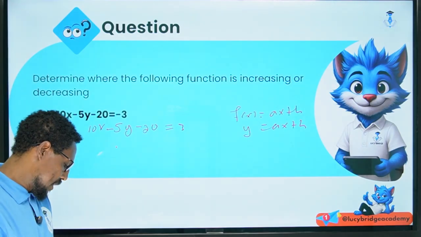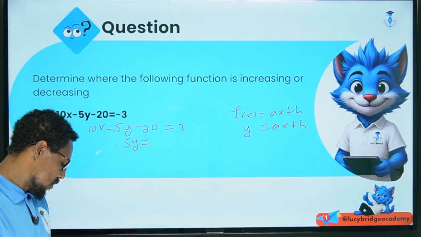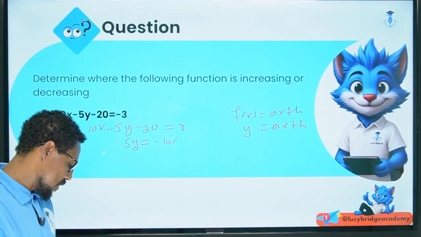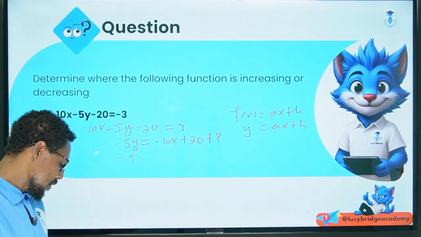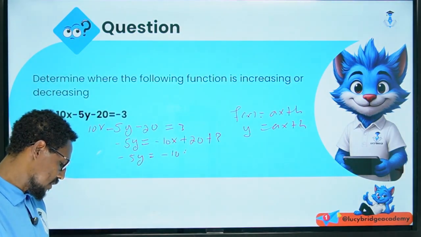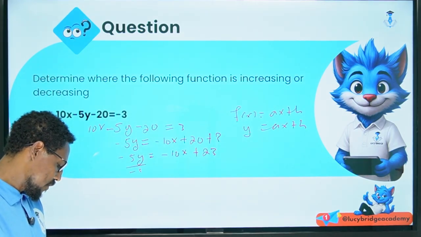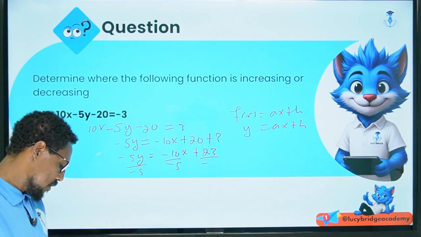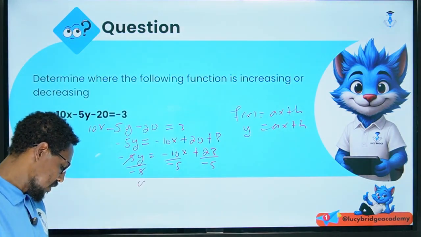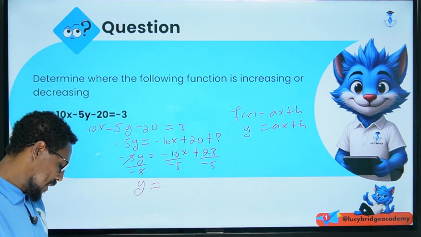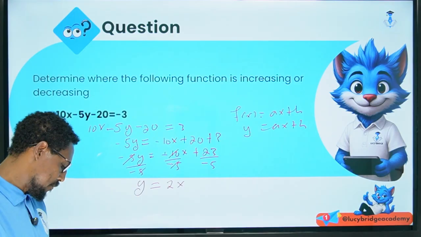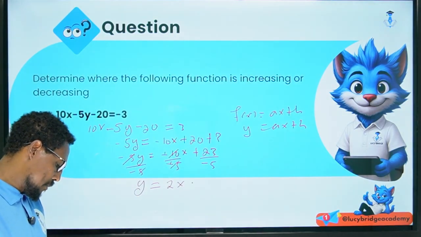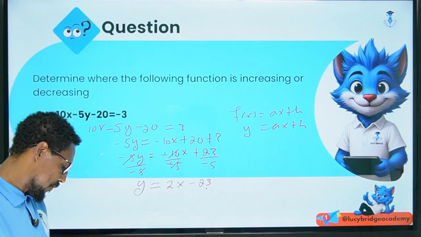Now, minus 5y is equal to minus 10x plus 20 plus 3. Minus 5y is equal to minus 10x plus 23. Dividing both sides by minus 5, minus 5 cancels. Y is equal to, negative by negative is positive, 2x, 10 over 5 is 2, 2x plus minus 23 over 5.